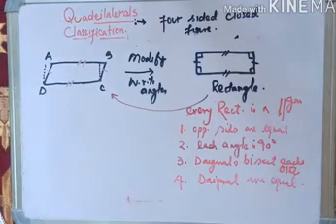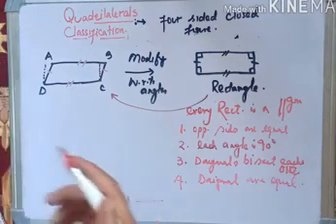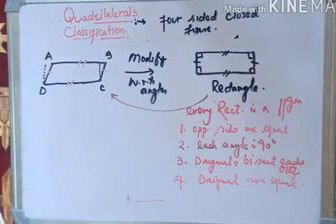We'll be talking about other types of parallelograms, squares and rhombus, then about the trapezium, kite, etc., all the different types of quadrilaterals, in the next topic, inshallah.